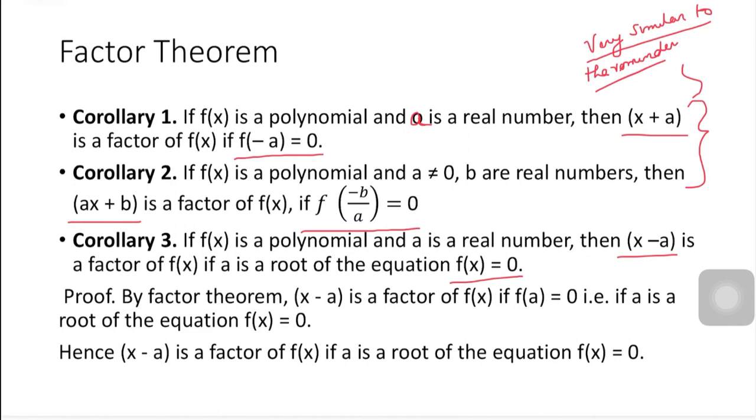So what is the root of the equation? If we plug that value into the equation, the result will be 0, so that value is the root of the equation. If x minus a yields a remainder of 0, then a is the root of the equation. So x minus a is a factor of f(x) and a is the root of the equation f(x) equals 0. Okay, I hope the factor theorem and all the corollaries are clear. It's very similar and uses the concept of the remainder theorem, right?